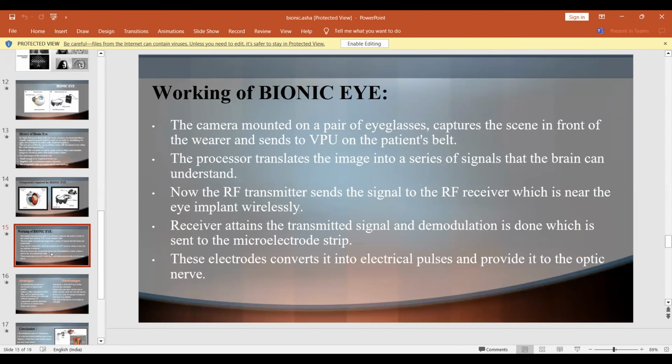With that pixelated form of dots, the person who is blind or facing optical nerve problems can see the image. They can sense the image and they can sense the vision properly.